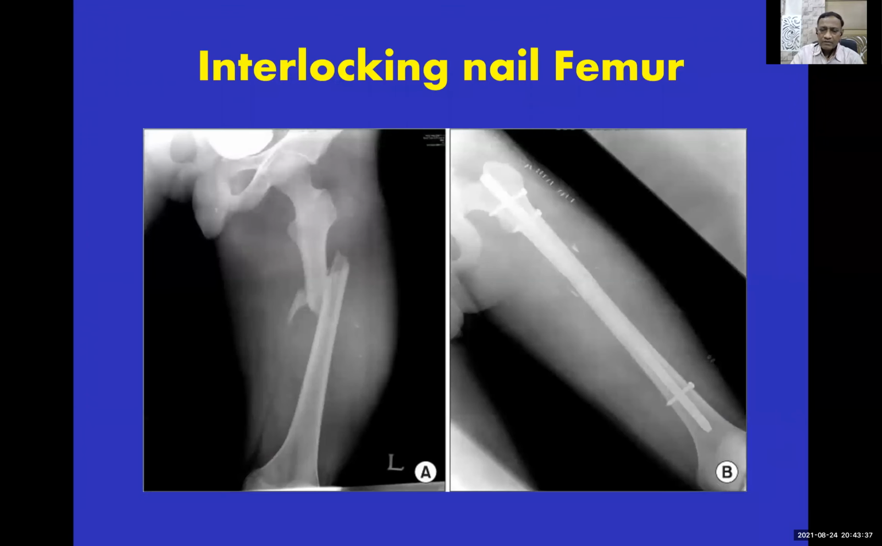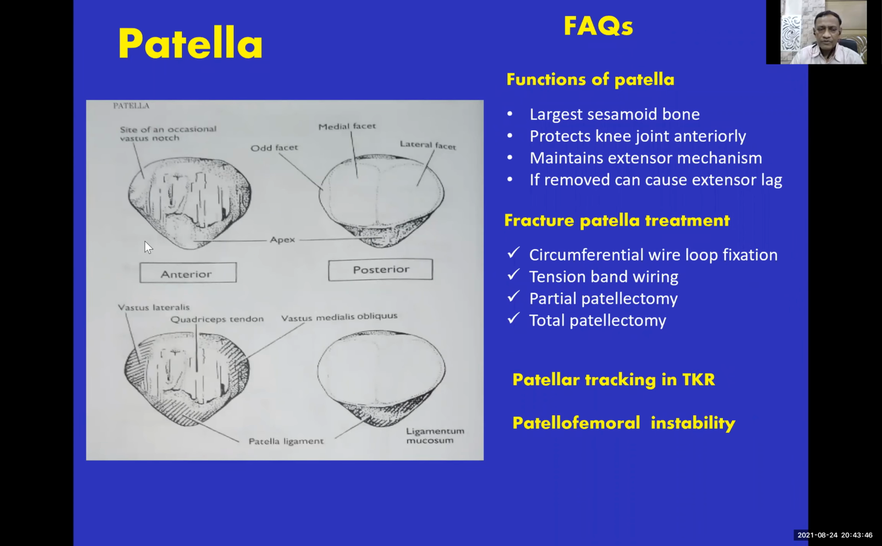This is the femur, which shows the fracture with interlock nail. Then the patella. Patella is again a popular bone. So you see there is an anterior surface and posterior surface. There are three facets. One is the lateral facet, which is large, then the medial facet and odd facet, and this is the apex.